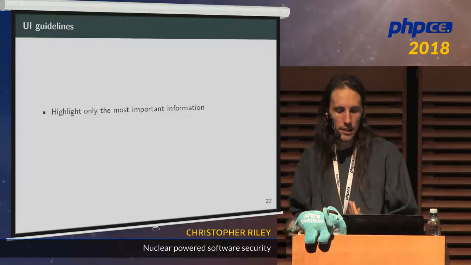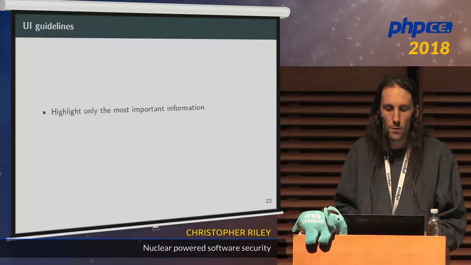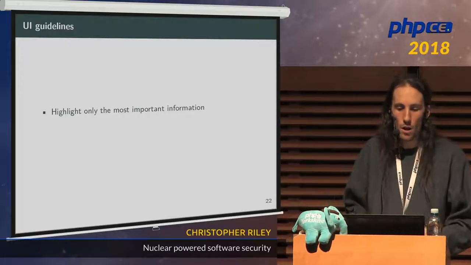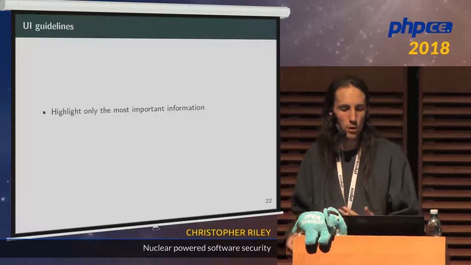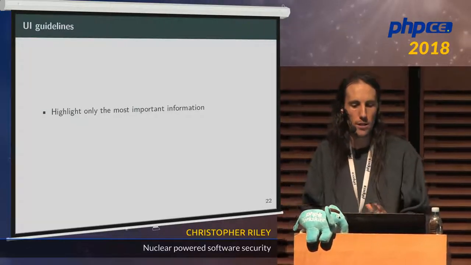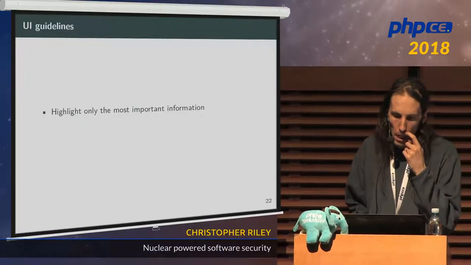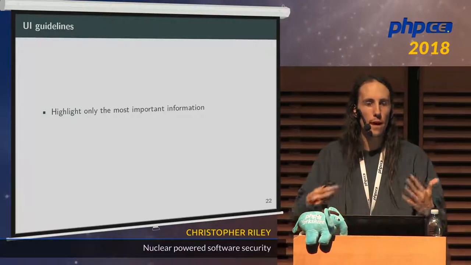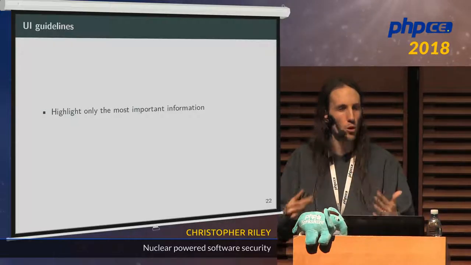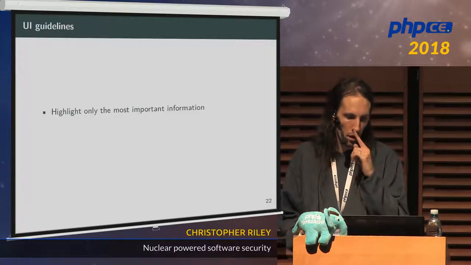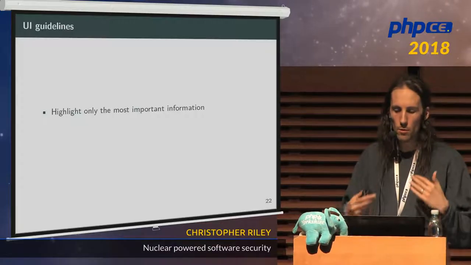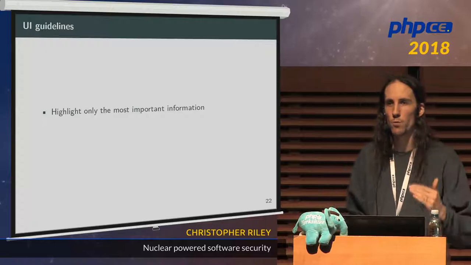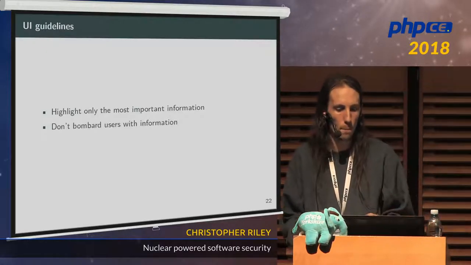Obviously, the guidelines in this section are mostly going to be concerning administrative interfaces for dealing with security incidents on your platform. For less technical users, you need to apply these guidelines a bit more strictly. So when you're designing a UI to give out security information to your users about issues or potential problems with the security, you want to start out by highlighting only the most important information. Things which are out of the ordinary. You don't want, yes, this is working fine, over and over.